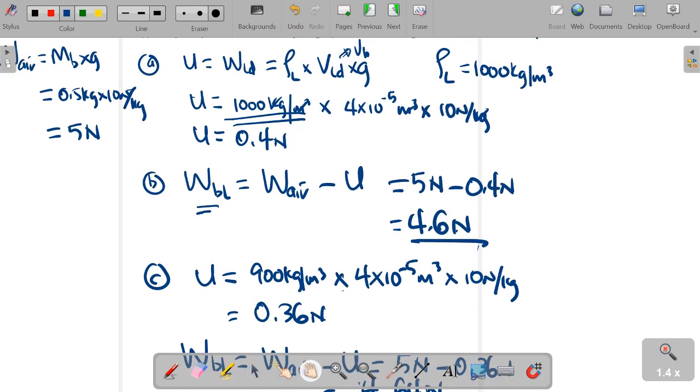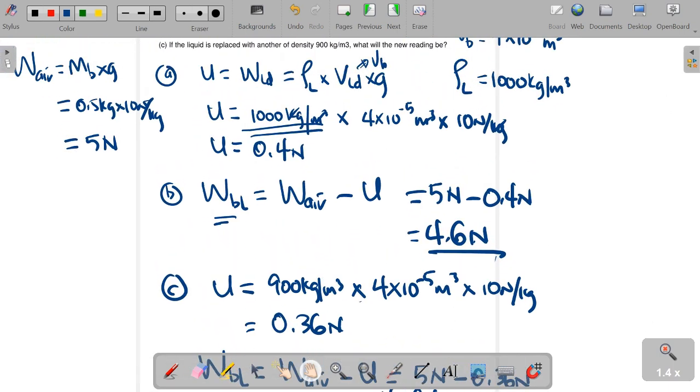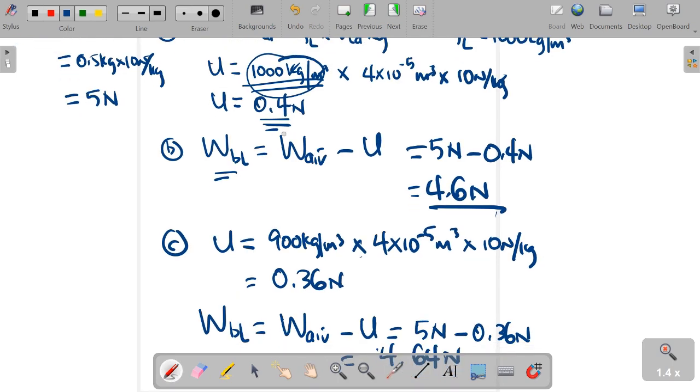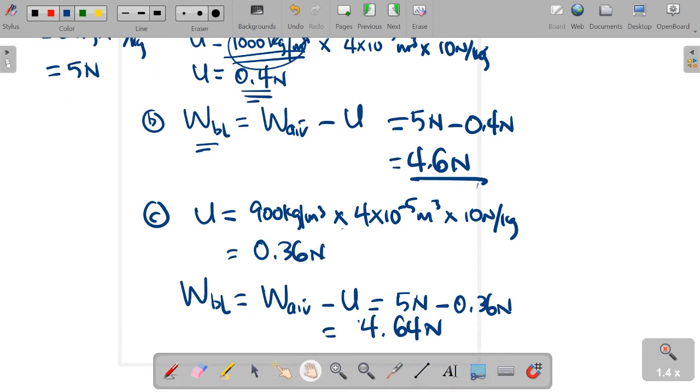So does this really reflect what we think would happen if you place this object in a liquid of high density, which is water, at 1000? We're getting an upthrust of 0.4. When you place it in a liquid of a lesser density, what ends up happening? The upthrust decreases. Does that make sense? I think it makes sense. So that's what we end up expecting.